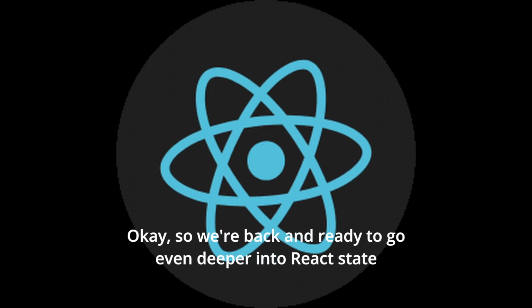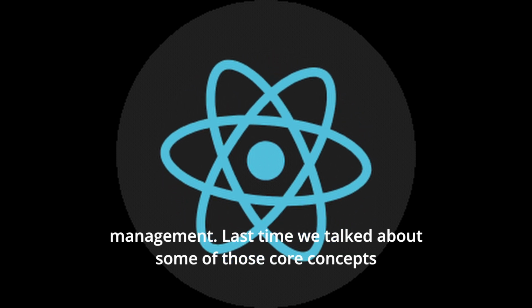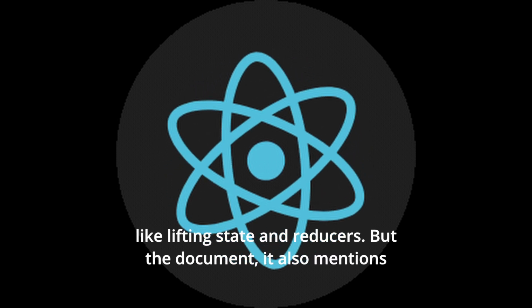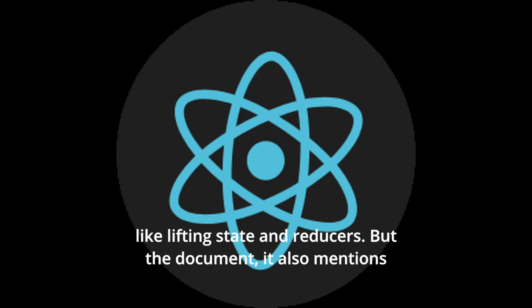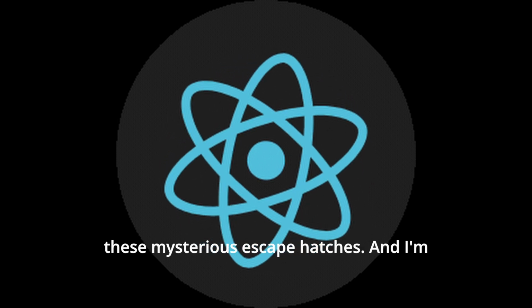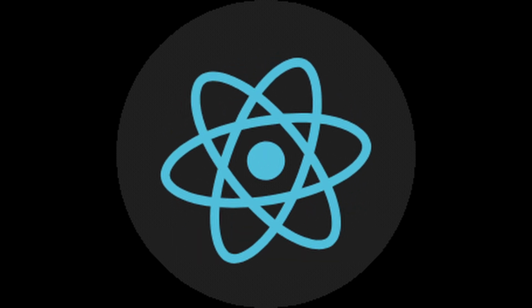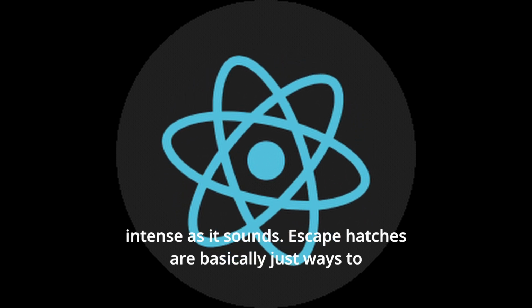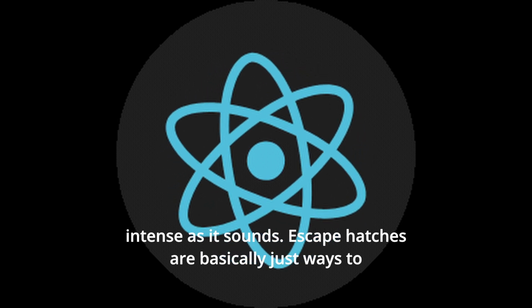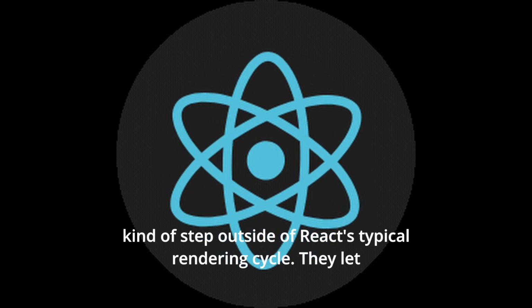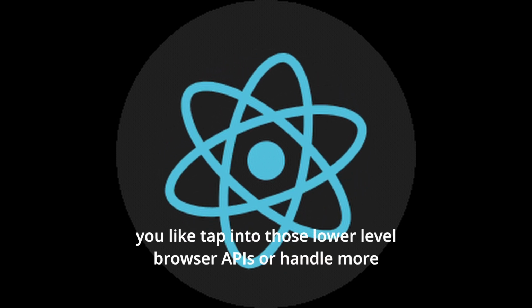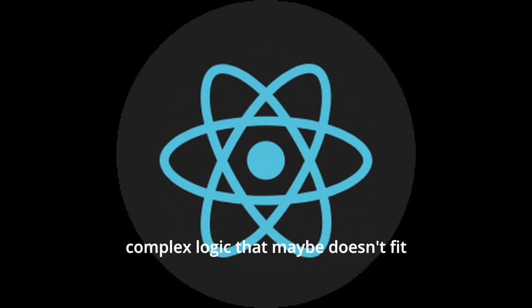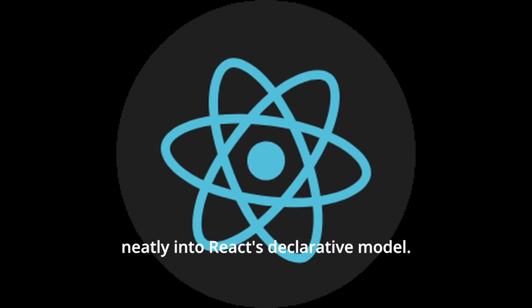Okay, so we're back and ready to go even deeper into React state management. Last time we talked about some of those core concepts like lifting state and reducers, but the document also mentions these mysterious escape hatches, and I'm dying to know more. What are we escaping from? Yeah, the name might sound a little dramatic, but it's not as intense as it sounds. Escape hatches are basically just ways to step outside of React's typical rendering cycle. They let you tap into lower level browser APIs or handle more complex logic that maybe doesn't fit neatly into React's declarative model.